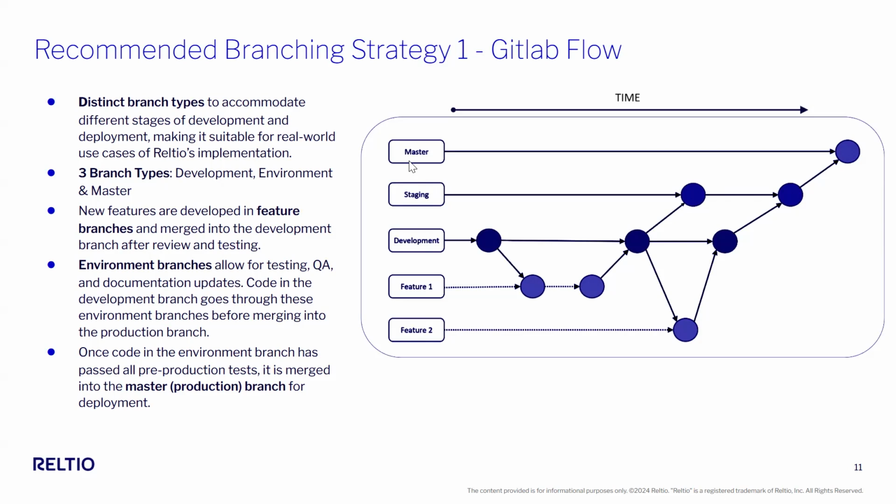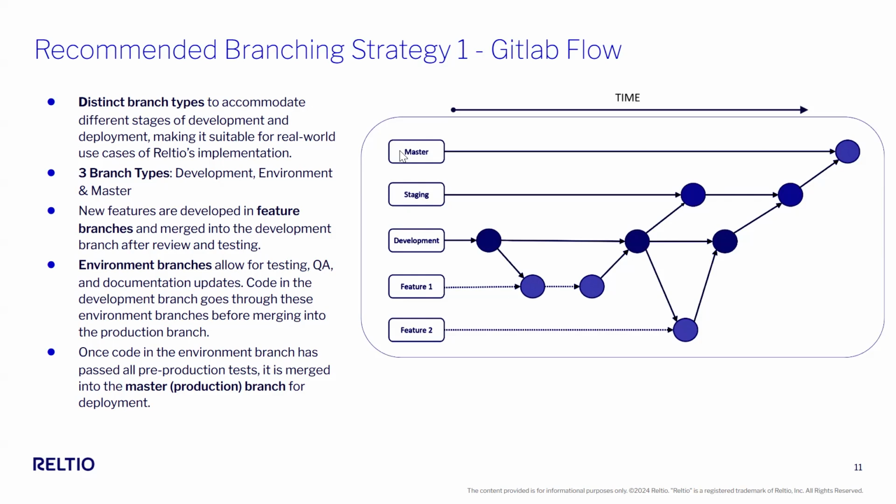It's suitable for Reltio implementations because most of our customers have multiple tenants for different purposes. Three tenants is the most common approach, where there's a development tenant, test tenant, and a production tenant. With this strategy, you can maintain the version of code deployed to those specific tenants in different branches, right?